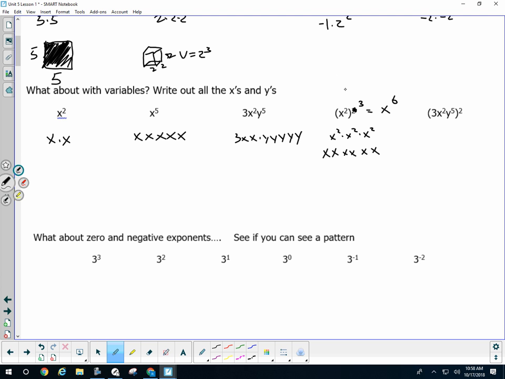Okay, another way to do it is you could write it as x times x cubed, and then you'll have this times this times this. Okay, we can discover that this 2 gets multiplied by the 3 if you take a power to a power. This guy, we can write it as 3x squared y to the 5th times 3x squared y to the 5th. And we can go from there.